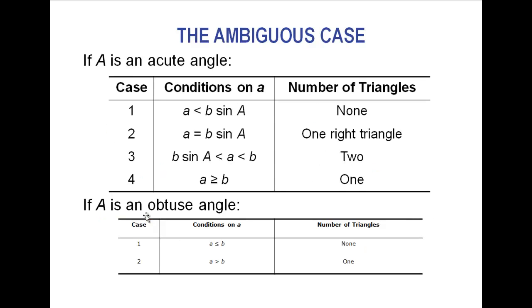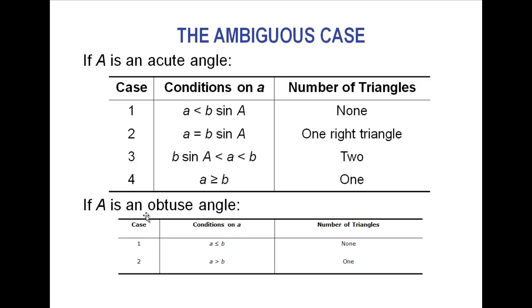So put all that together, you've got all these cases. If A is an acute angle, we get 4 cases. If A is an obtuse angle, we get 2 cases. So all in all, you have 6 different cases ranging between no triangle, 1 triangle, or 2 triangles.